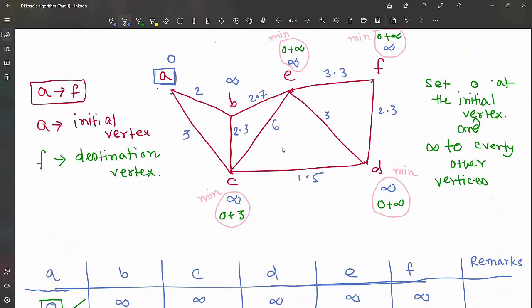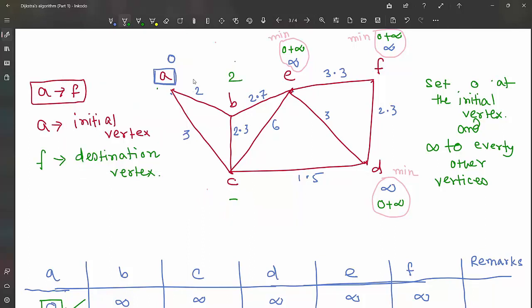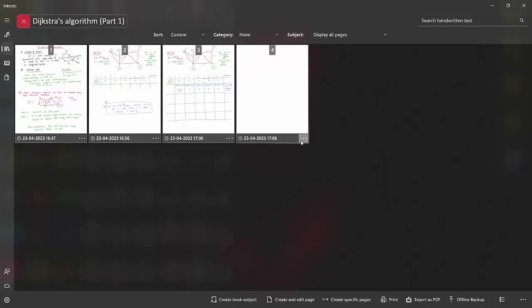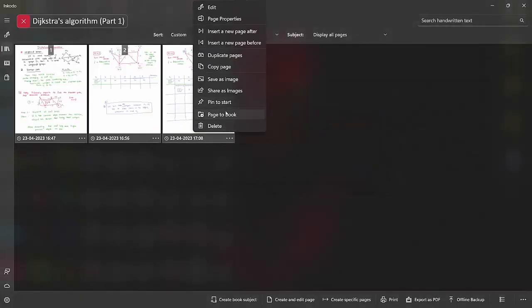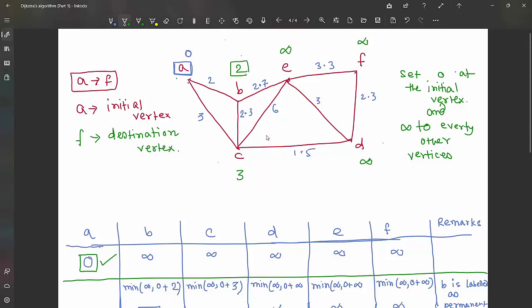So this value is 2. Now the new updated values: this value is 2, this value is 3, this updated value is infinity, and this updated value is also infinity. Now we are going to the next move. So now we have set 2 as the permanent vertex. This is marked, and that means B is the permanent vertex. Now we start from B and go to every other vertex which is not already set as a permanent vertex. So we are not going to A again because it is already a permanent vertex. So now we go from B to C, E, D and F.